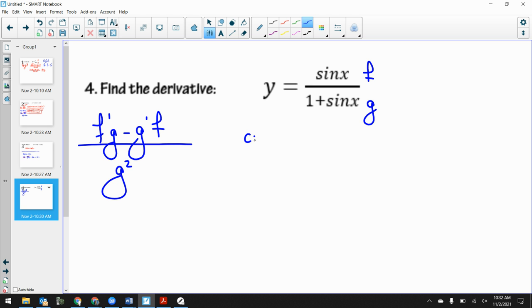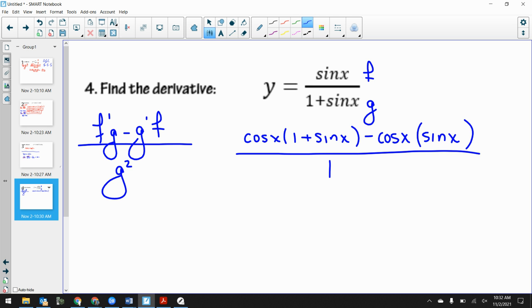Okay, so derivative of sine is cosine x times 1 plus sine x. And then minus, now we have the derivative of the denominator, 1 plus sine x. Well, what happens with my 1? Goes away. Then we have cosine times sine, all divided by 1 plus sine x. Just testing. Make sure you get g squared.